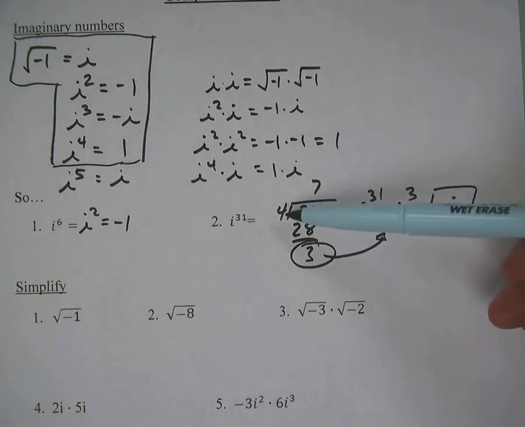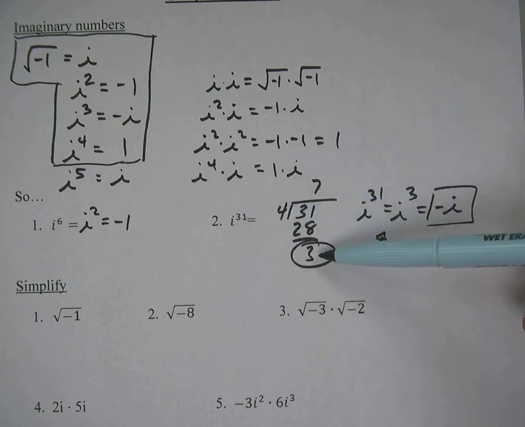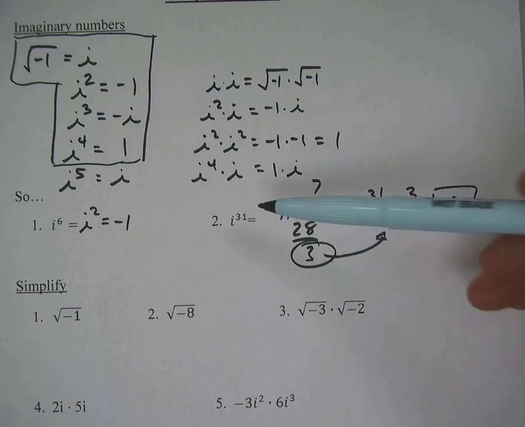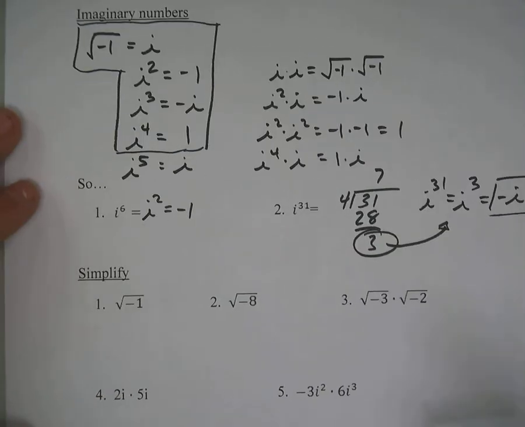So you just take 4, you divide it into here, and you look at your remainder. And whatever that remainder is, that tells me that i to the 31st is equal to i to whatever this remainder is. And there you go. Pretty simple.